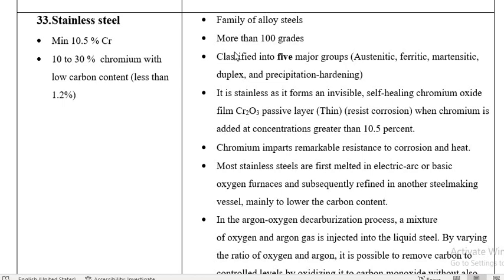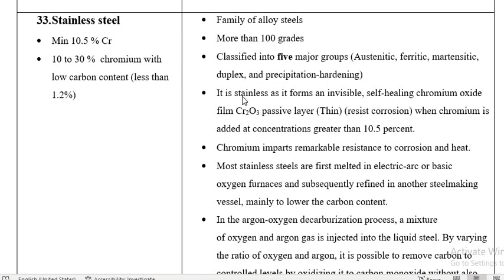It is basically classified into 5 major groups, which are austenitic steel, ferritic steel, martensitic steel, duplex steel, and precipitation hardening steel. Basically, from composition point of view, it contains minimum 10.5% chromium. The chromium content is from 10 to 30% with low carbon content, which is less than 1.2%. The carbon content should be less than 1.2%.